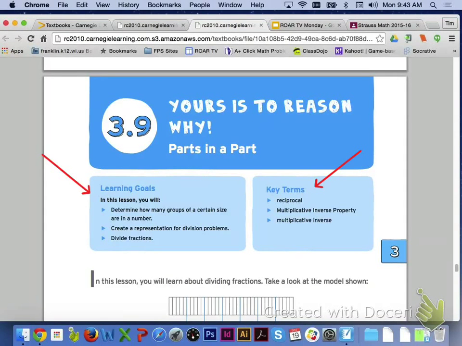Hi class, in lesson 3.9 we will be looking at parts in a part. Learning targets for today: we will determine how many groups of a certain size are in a number, create a representation for division problems, and finally divide with fractions. Key terms to look for today: reciprocal, very important when we are dividing with fractions, the multiplicative inverse property, and the multiplicative inverse.